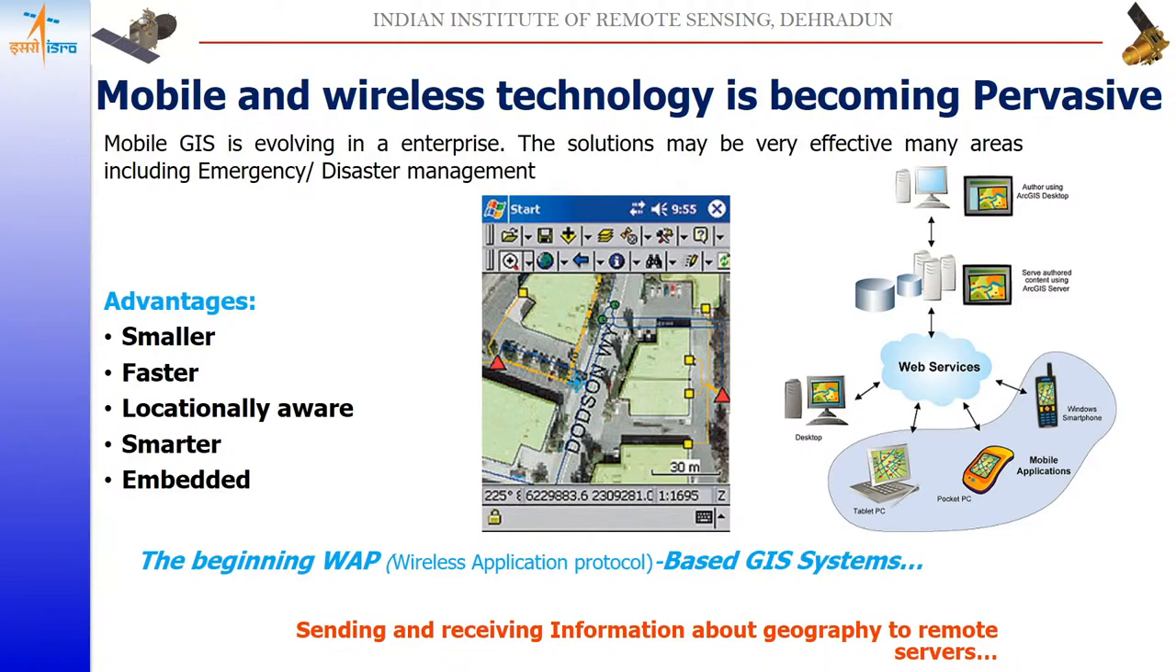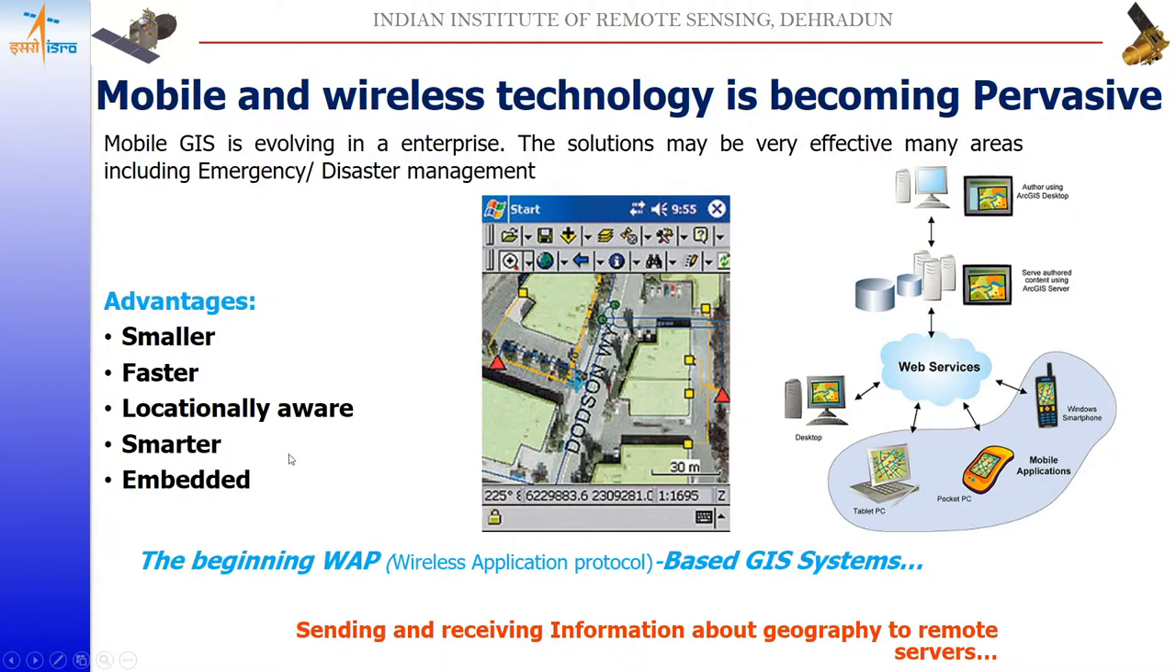If you see the advantages of mobile, it is smaller in size, you can easily carry it, it's faster, and location aware. Most smartphones have a GPS chip. It is also smarter in the sense that it can integrate data from GPS, your camera or other sensors. All this information can be geotagged, integrated together, and pushed to the central server. So it talks about embedded information as well.